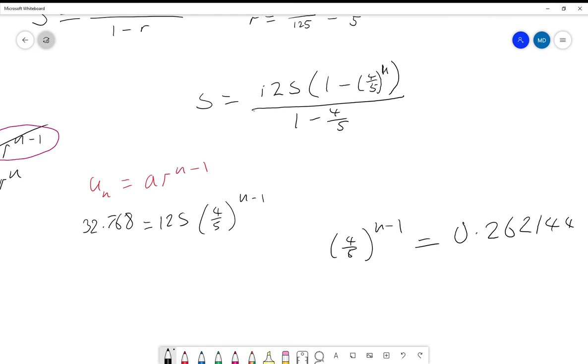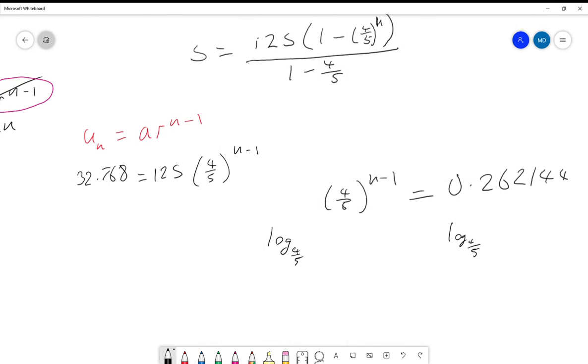We know that we take the log base 4/5 of both sides. Or you could take any log of both sides and then divide, simplifying that way, but I'm going to take log base 4/5. And that gives us n minus 1 is equal to log base 4/5 of this, which is going to be 6. And therefore n is equal to 7.